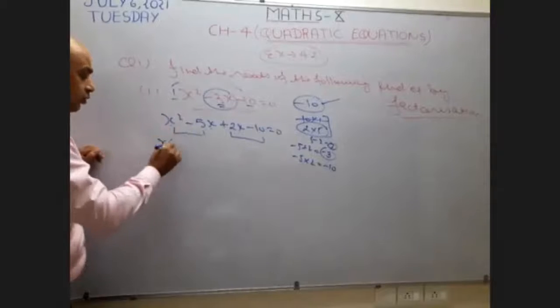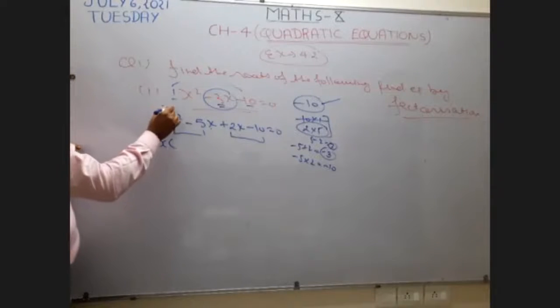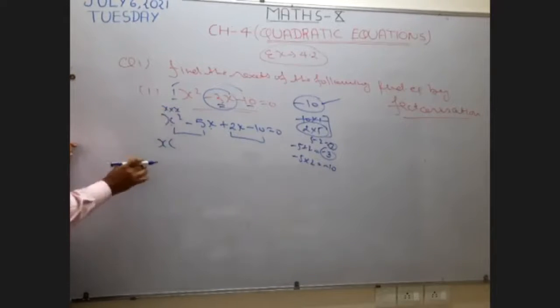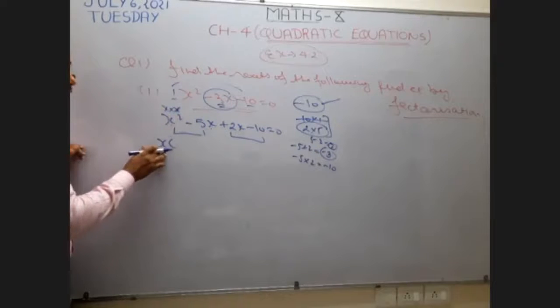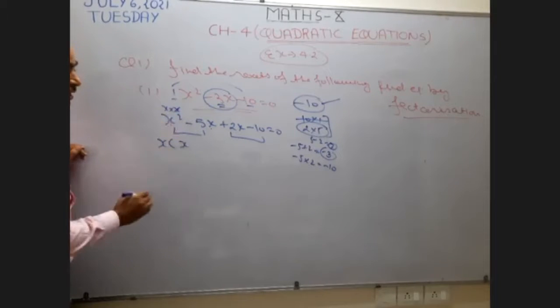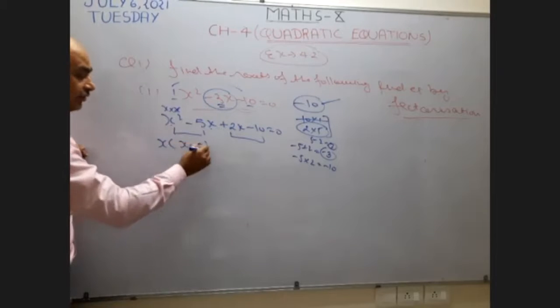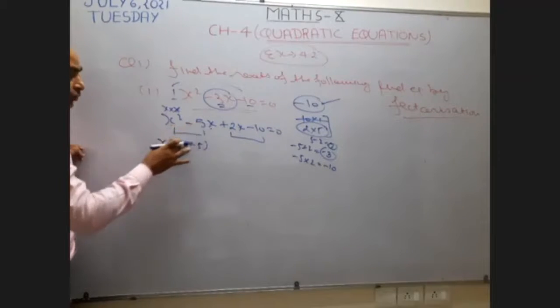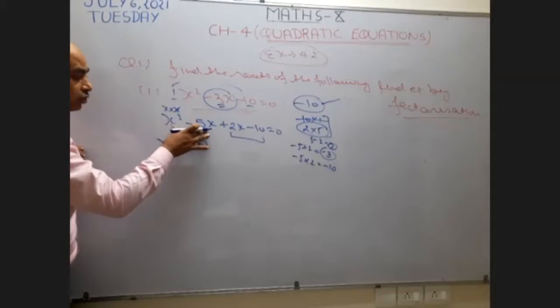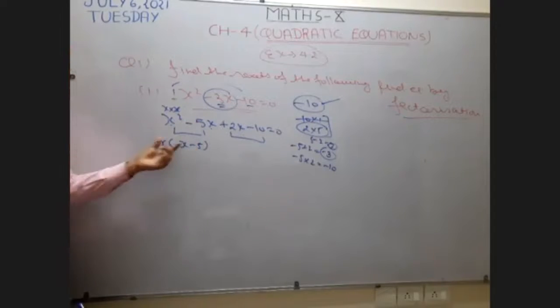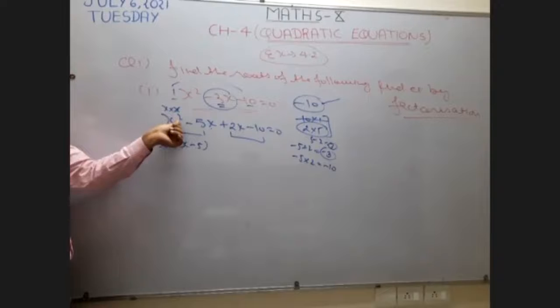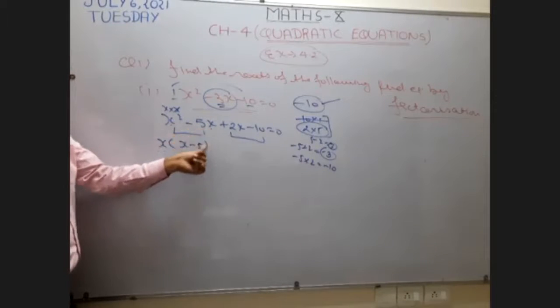When I take x common, x square means x into x. I can write x 2 times. When I take x 1 time out, what is left? Only one x is there. I take x out. What is left? Minus 5 is left. Okay. I take x common from the first pair. When I take x common from the first pair, x square becomes x and 5x becomes 5.